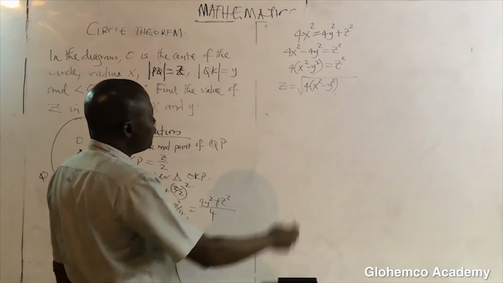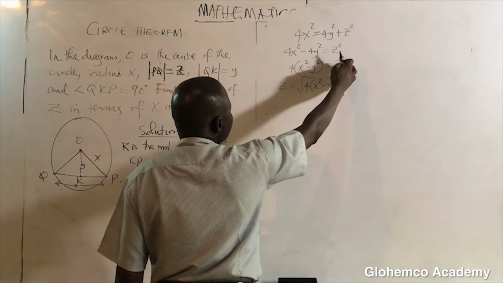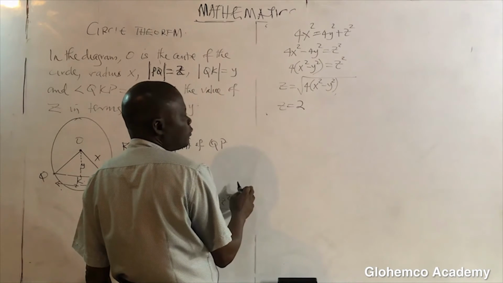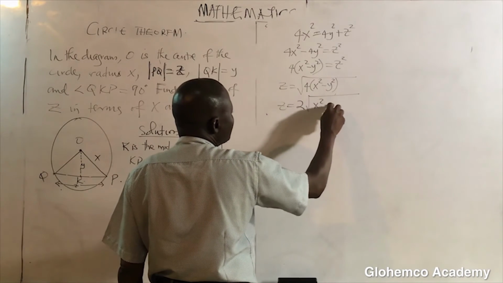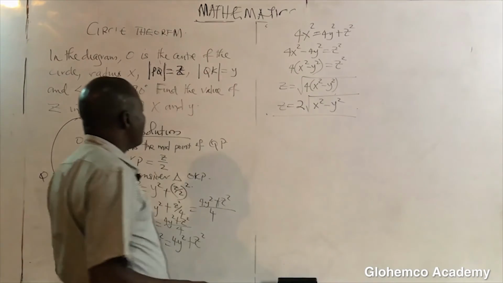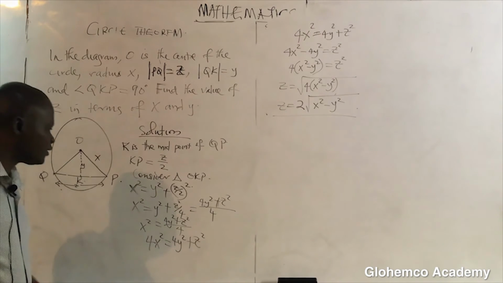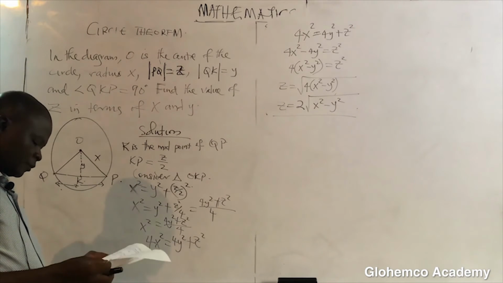Because of this power of squared, we square root both sides to remove the power. So Z is equal to the square root of 4 into X squared minus Y squared. The square root of 4 is 2, so Z equals 2 into the square root of X squared minus Y squared. We have now got Z in terms of X and Y. That is another way of solving circle theorem questions.